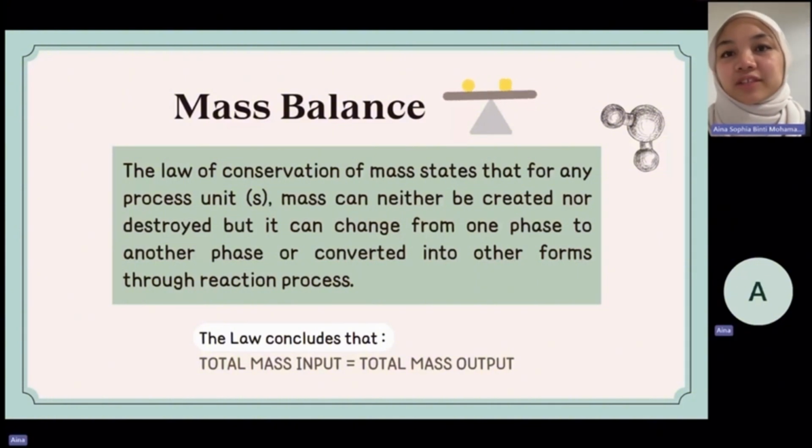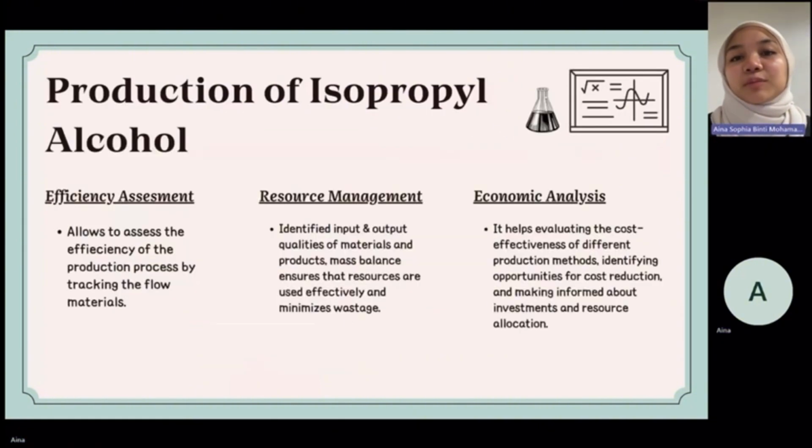It is the law of conservation of mass, which states that for any process unit, mass can neither be created nor destroyed, but it can change from one phase to another phase or be converted into other forms through reaction processes. The law concludes that total mass input equals total mass output. So we perform mass balance to assess production efficiency, manage resources effectively, and analyze economy. By tracking material flow, we can optimize processes and identify cost-saving opportunities.